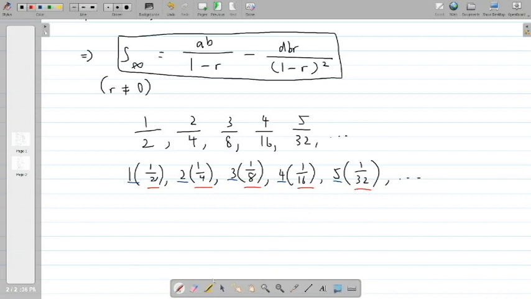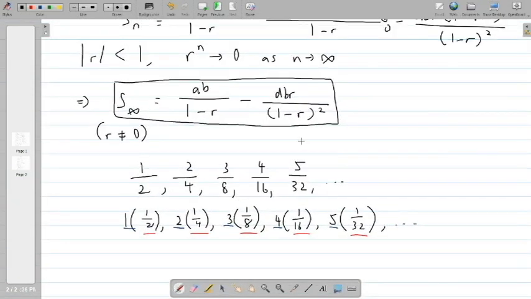So that's an example of an arithmetico-geometric progression, and this one in fact does have an infinite sum because this condition is met. This one is mod r is less than 1, and this r is equal to a half, which is less than 1. So this one does in fact have a sum to infinity. I'm going to leave it up to you as an exercise to compute what that actual sum to infinity is.